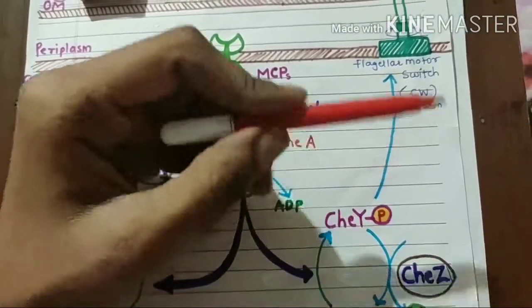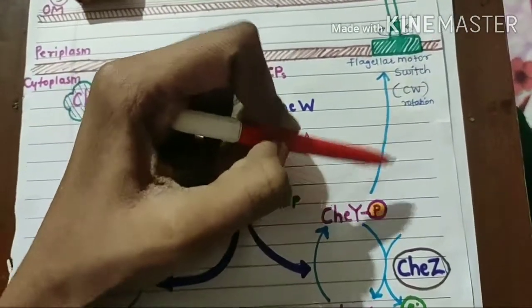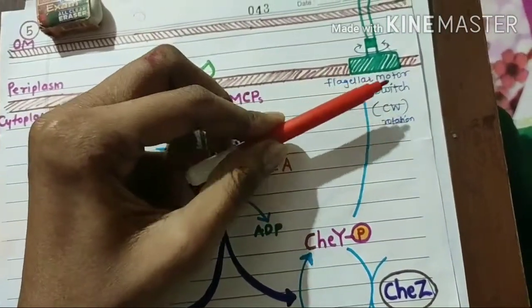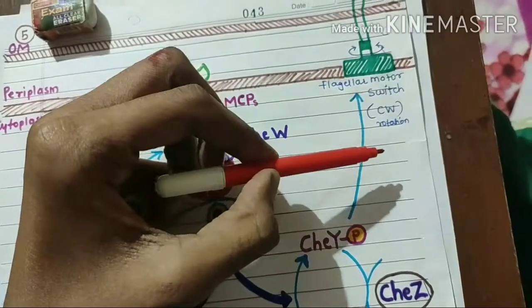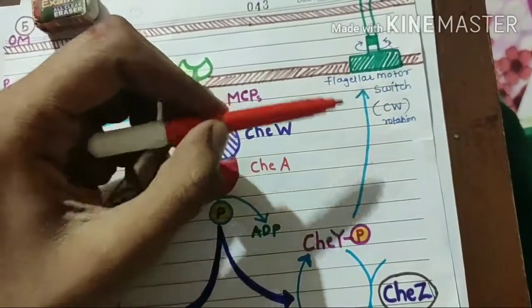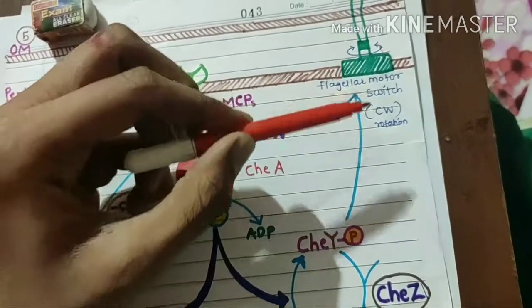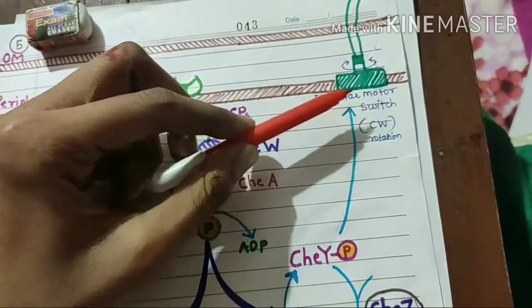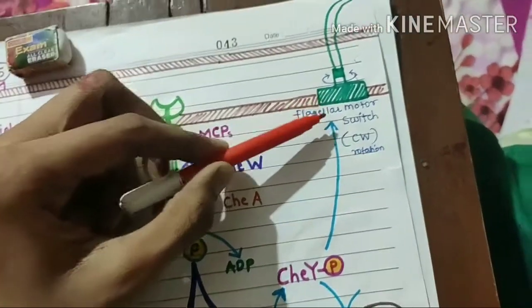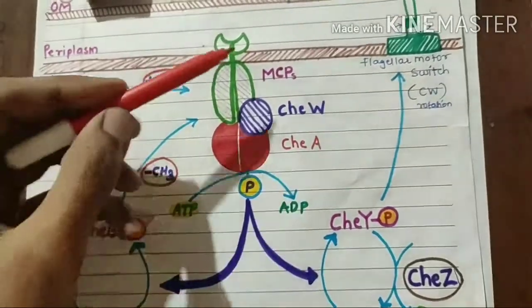phosphate is removed. Okay. So when this CheYP in activated form binds to this flagellar motor switch, it is bound only for a fraction of a second, and then this CheZ protein removes it. As soon as CheZ removes the phosphate group, the CheY protein becomes inactive, and hence it can no longer cause the reversal of this motor rotation. Okay. So this is what normally happens.